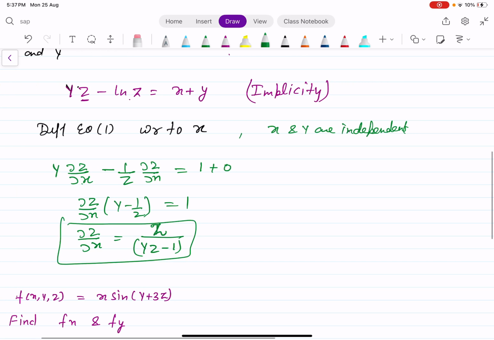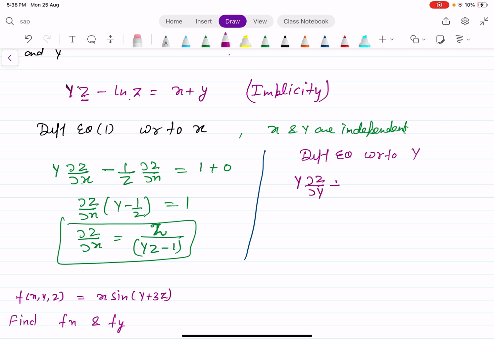Similarly, we can compute del z over del y. Differentiate equation 1 with respect to y. Now z is a function of x and y, and here x is constant. So we get y del z over del y plus the derivative of y, which is 1, times z as it is, minus the derivative of ln z, that is 1 upon z del z over del y, equal to the derivative of x with respect to y, which is 0, plus the derivative of y with respect to y, which is 1.